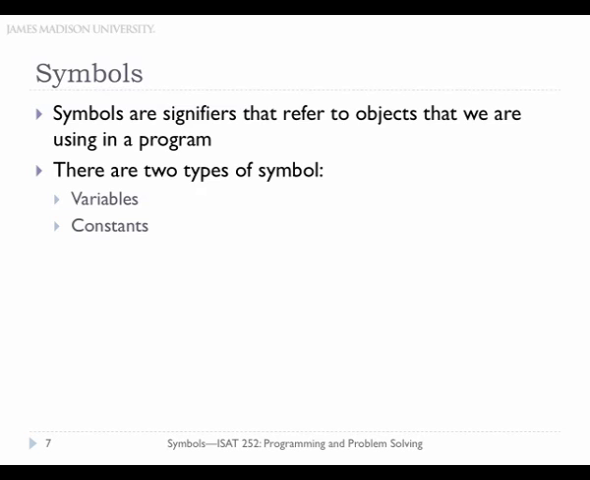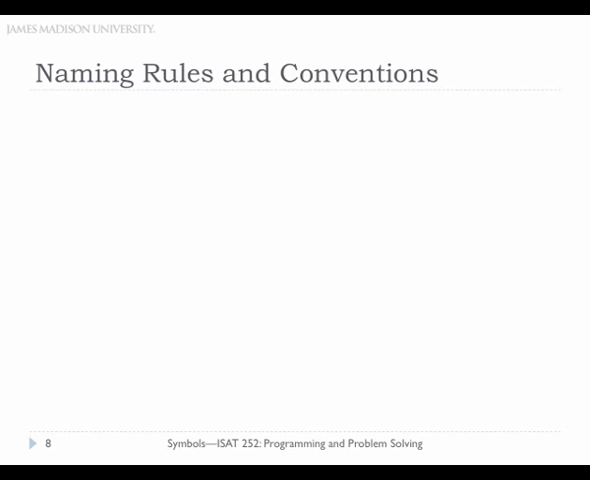Okay, so what is a symbol? Symbols are signifiers that refer to objects that we're using in a program. And in general, there are two types of symbols, and these are used in almost every programming language. Those are variables and constants. Before we talk about variables and constants, though, I want to talk about naming rules and conventions. So first we have naming rules, and then we have naming conventions.